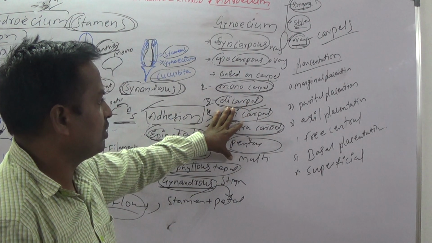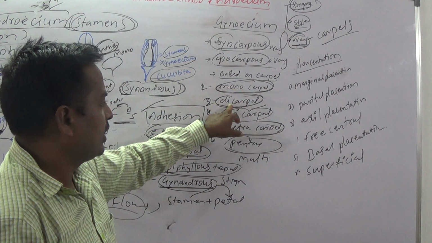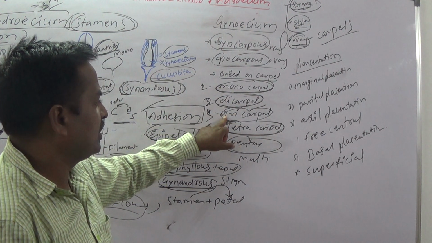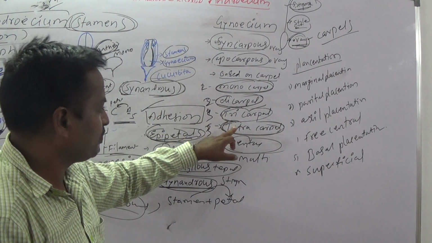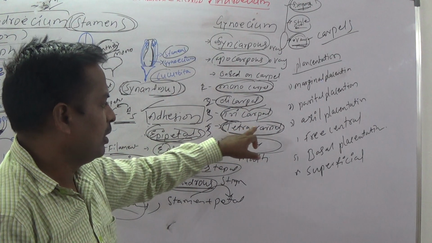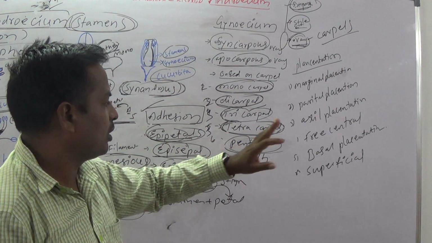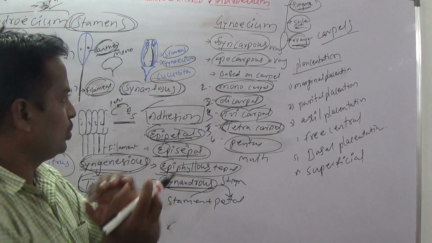The examples are important. So the first one is chili, second one is Datura, third one is tricarpal Allium, tetracarpal Marsilea, and pentacarpal China rose.